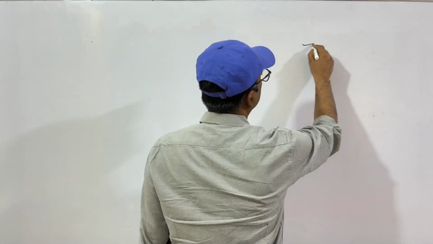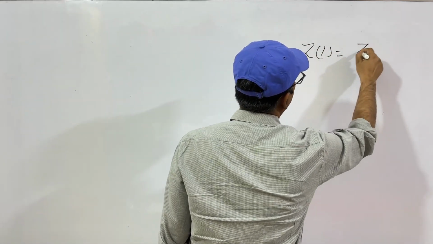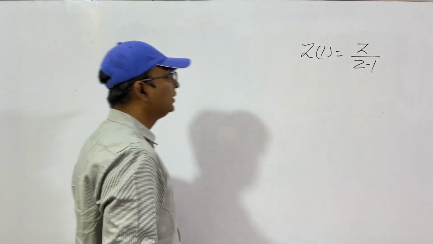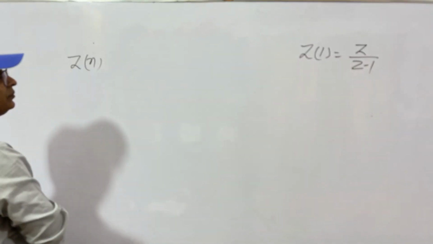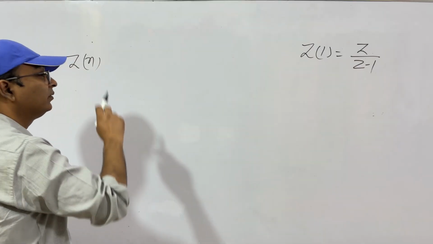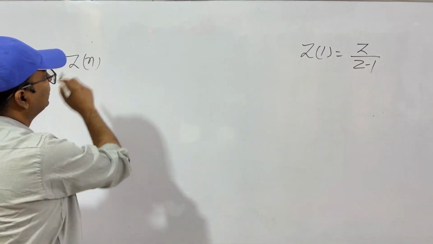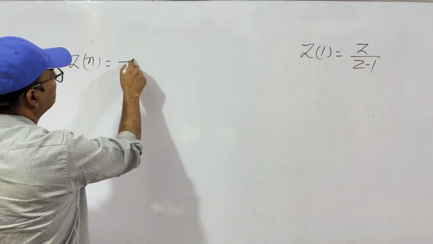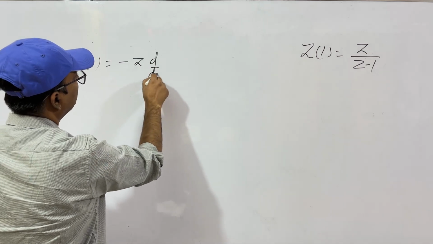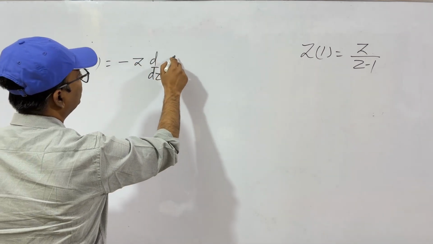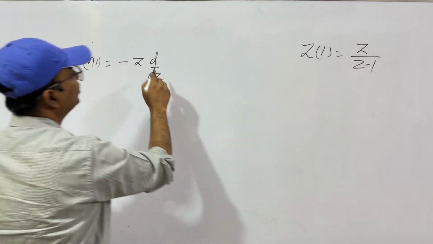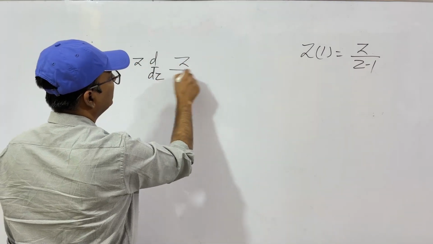We know the z transformation of 1 is z by z minus 1. Now, let's say we want to know the z transformation of n. Earlier we had used that particular way. Now, using this way, it will be minus z d by dz of u of 1. So u of 1 is n into 1, so what would it be? This will be this.